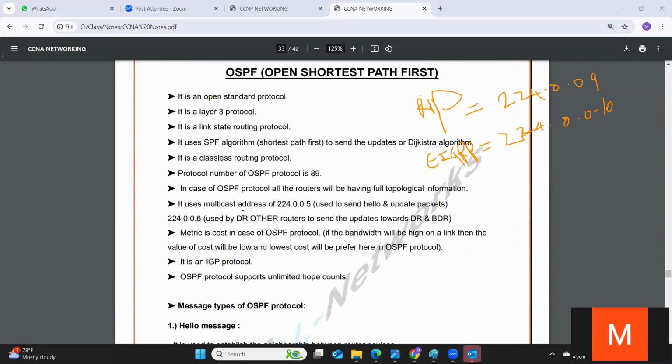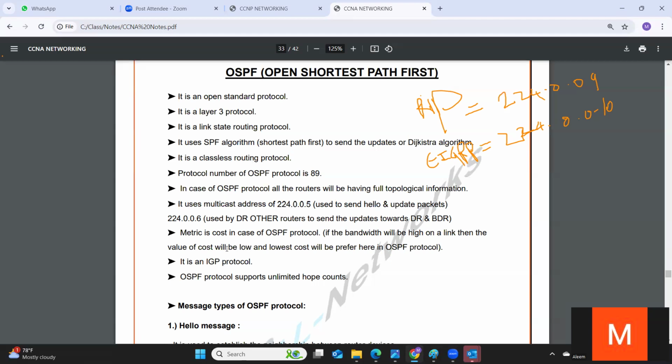Here we have two multicast IP addresses. They are used to send hello updates and packets. 224.0.0.5 will be used only by DR and BDR routers, and 224.0.0.6 will be used only for DR other routers. Why, we'll discuss later on, but just remember those values.